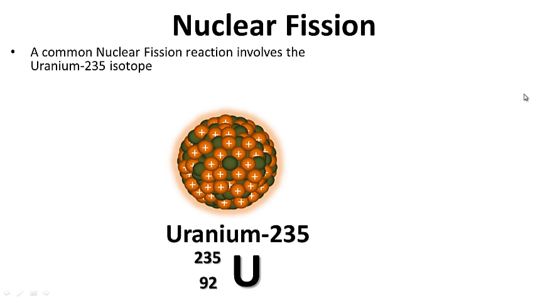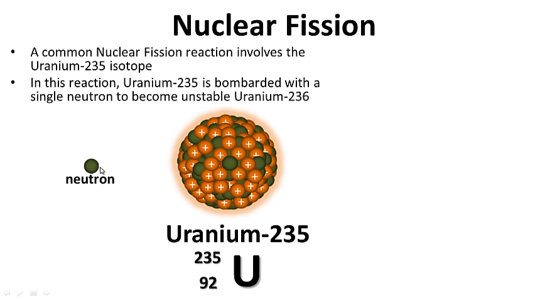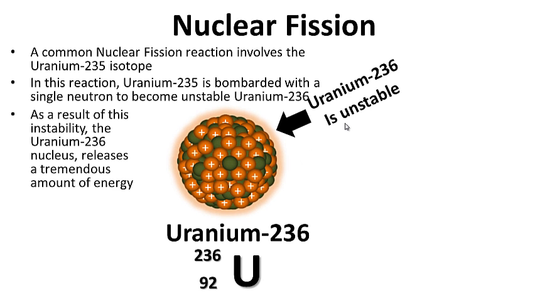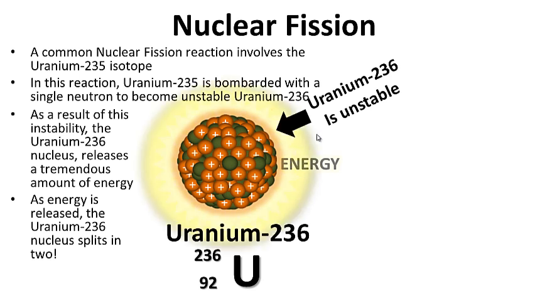Okay, so a common nuclear fission reaction involves the uranium-235 isotope below. Okay. In this reaction, uranium-235 is bombarded with a neutron to become unstable uranium-236, so it's now unstable. As a result of this instability, the uranium-236 nucleus releases a tremendous amount of energy. Okay? As energy is released, the uranium-236 nucleus splits into two.